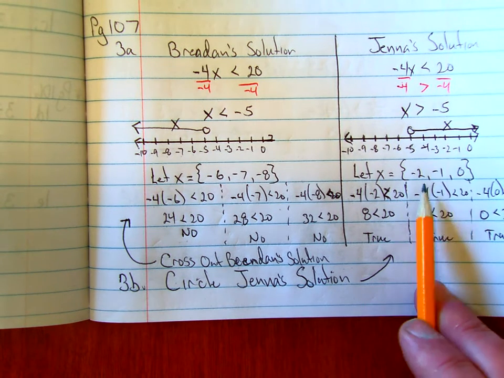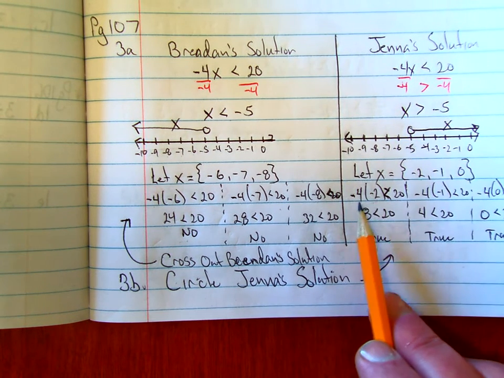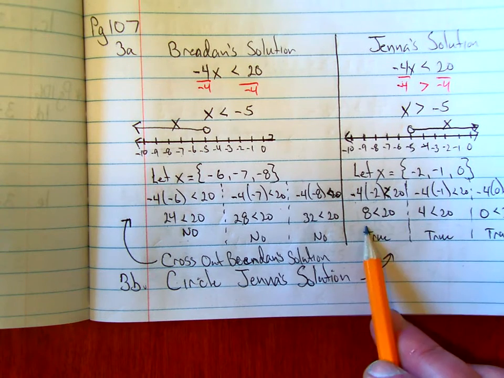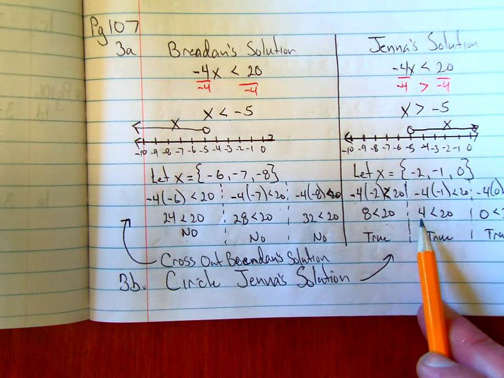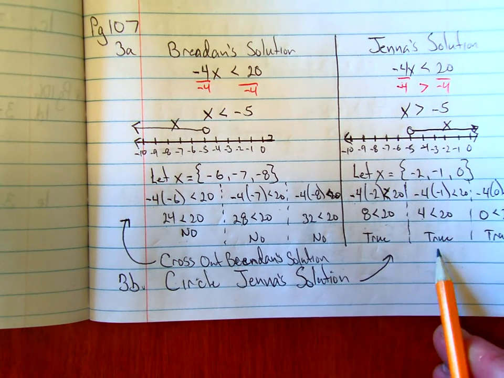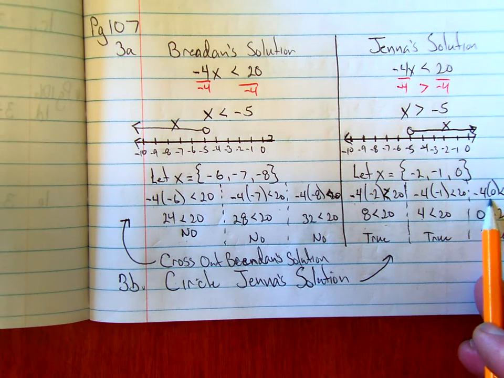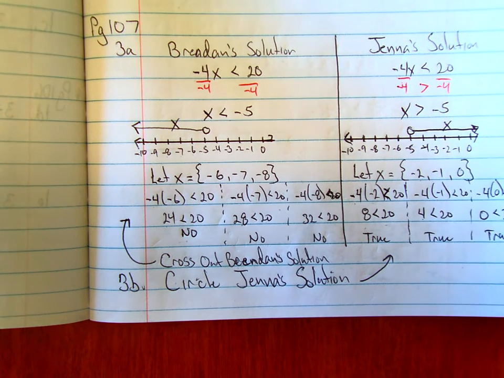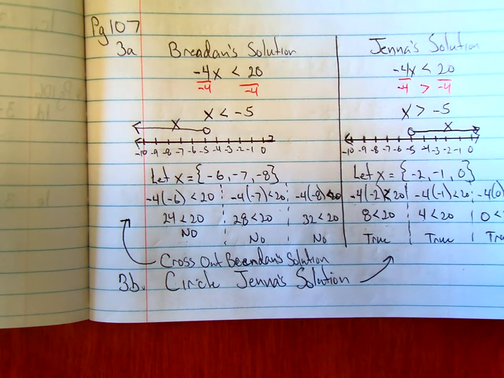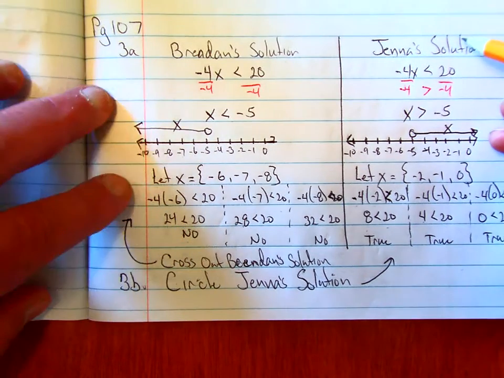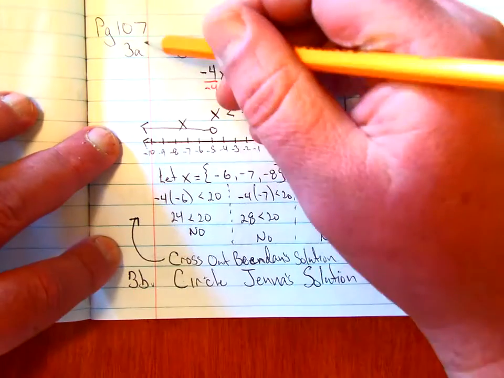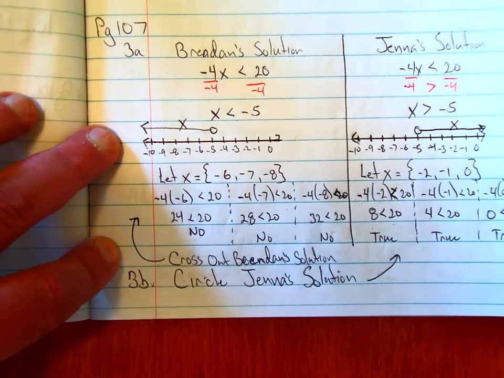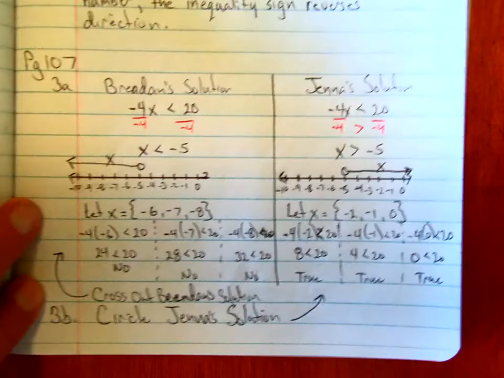When I substitute in negative 2 for x, negative 4 times negative 2 is positive 8. That's less than 20. Negative 4 times negative 1 is positive 4. That's less than 20, so that's true. Negative 4 times 0 is 0, and that's less than 20, so that's true. So in problem 3b, it says cross out the problem where they made a mistake. We would cross out Brendan's, and we would circle Jenna's. Jenna did it properly.